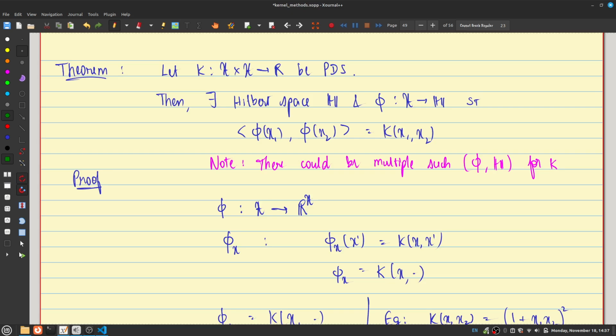Okay, so let's start. In the last class, we proved this theorem, which said that as long as you have a PDS kernel, there exists a Hilbert space, which could have any number of dimensions, and a mapping from the domain to the Hilbert space, such that the kernel acts as an inner product within that Hilbert space. So this essentially allows us to evaluate inner products over the Hilbert space just using the kernel, which is a map on the domain itself.